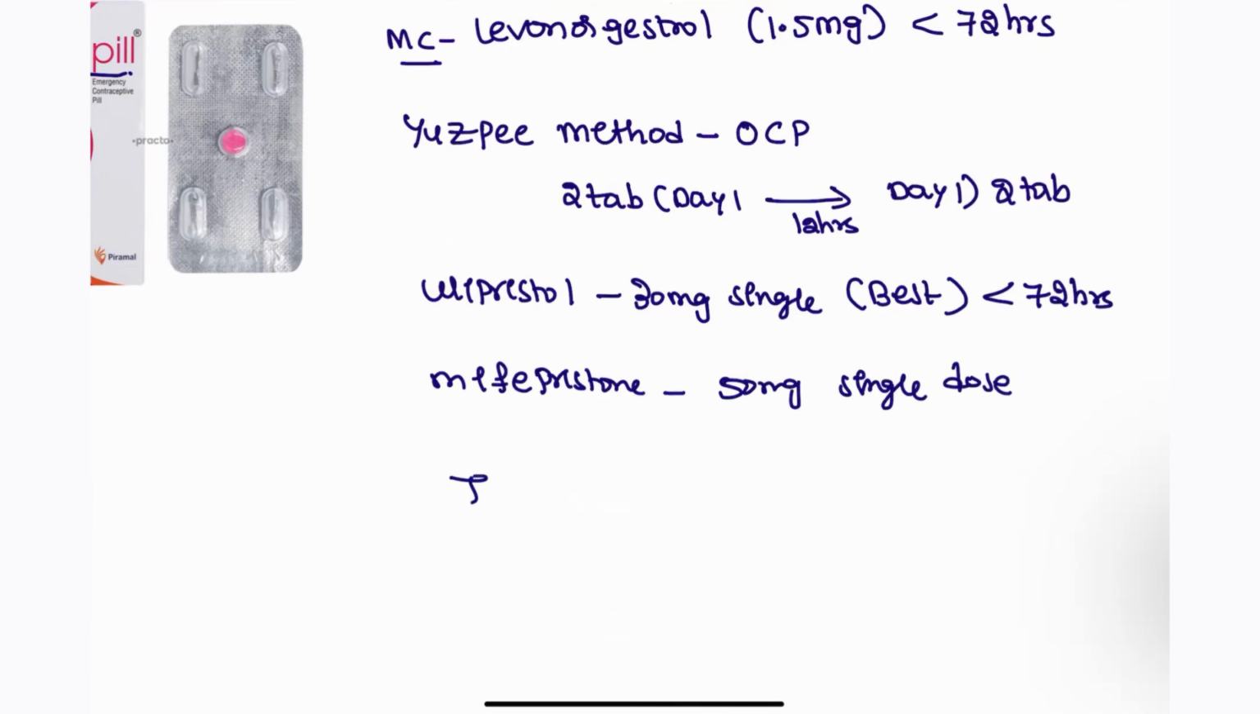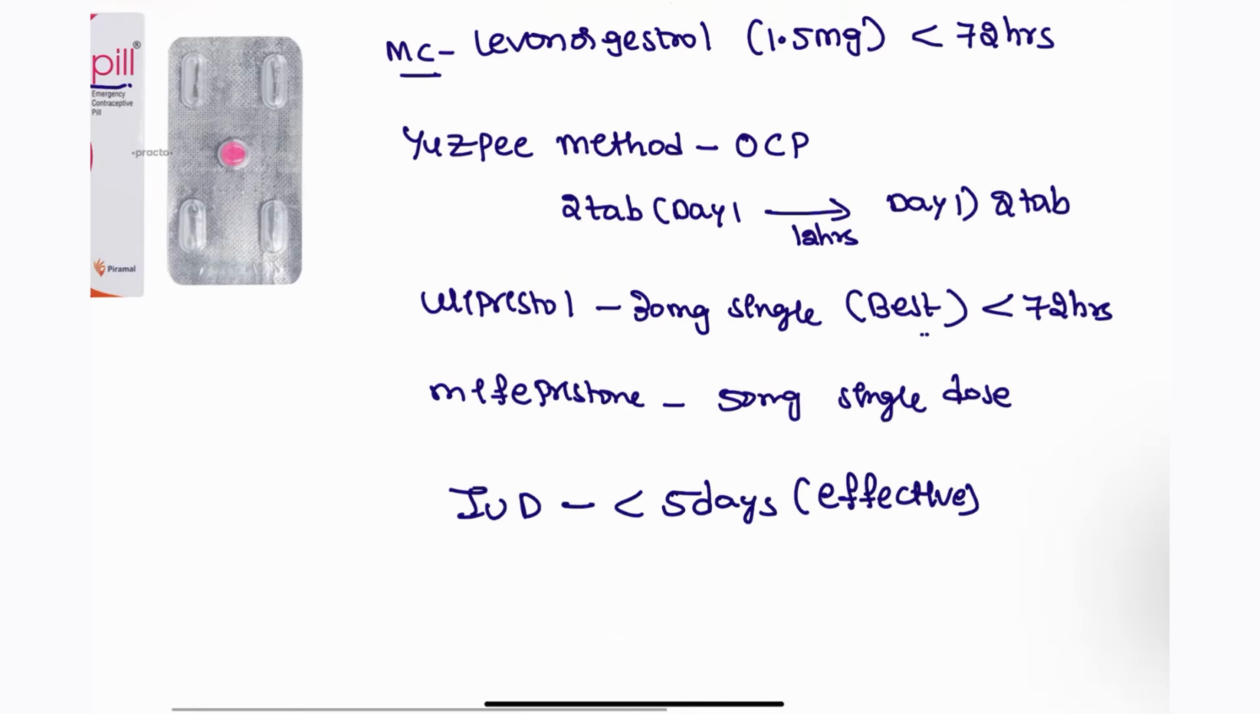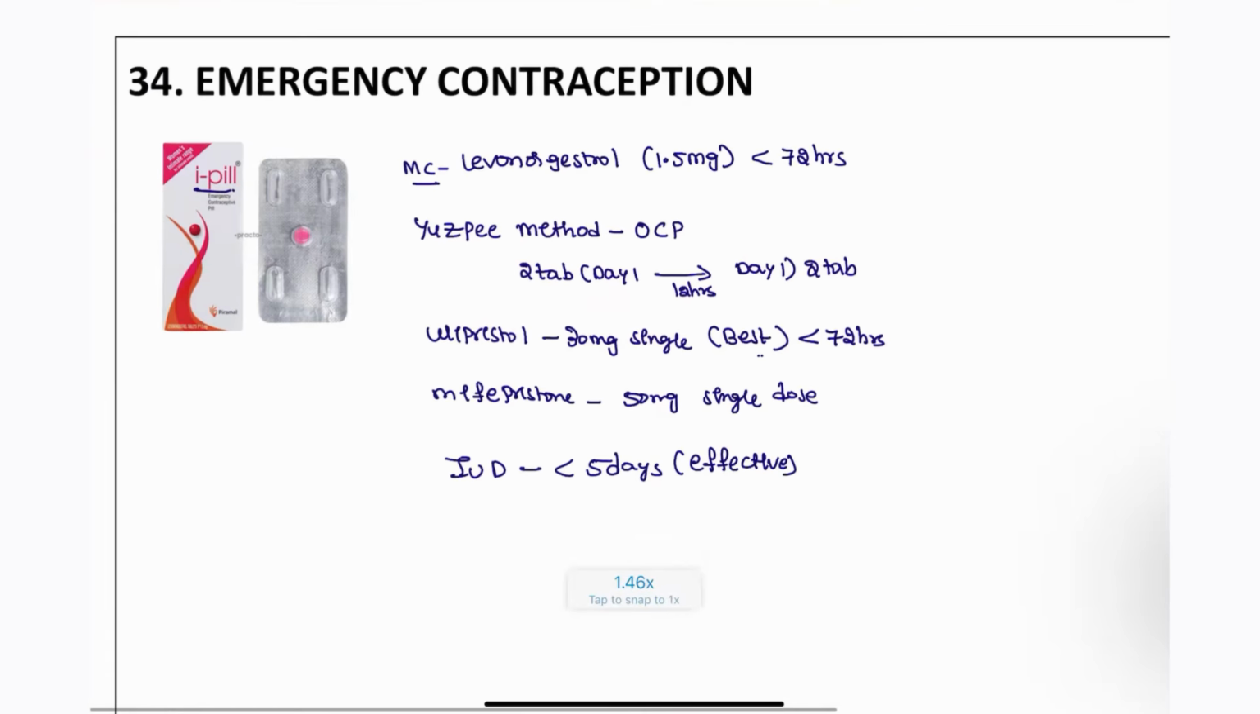Next, IUCD, intrauterine device insertion. This is done within 5 days, and it is also effective. The most effective is the IUD, more sensitive than ulipristal. Commonly used is the levonorgestrel one. Okay, these are the methods that we are going to follow for emergency contraception.